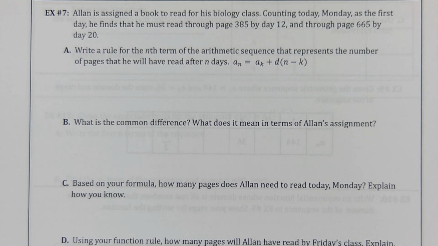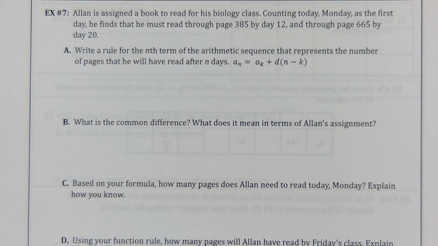Last period, I treated it like, let's say it's a homework assignment, right? And if I tell you that by the 12th day, I need you to have already read 385 pages, how many days of reading did you actually get? 11 days of reading. So if I say, by the 12th day of class, I need you to have read 385 pages, that really means you only had 11 nights to read, right?